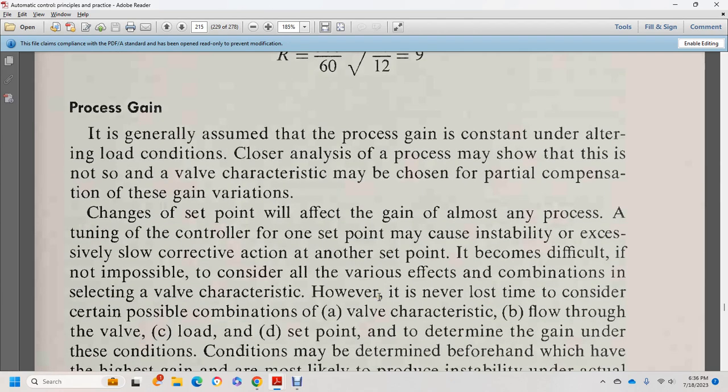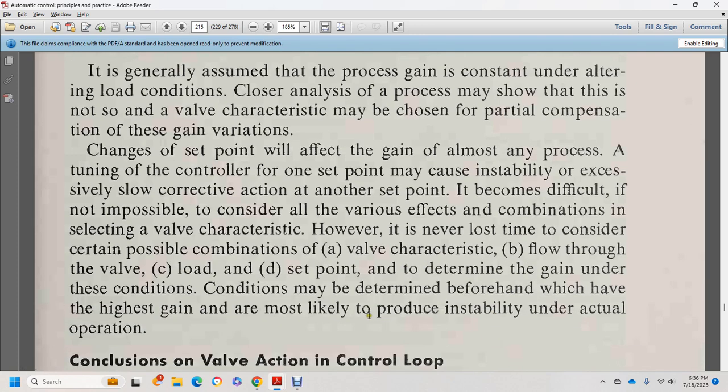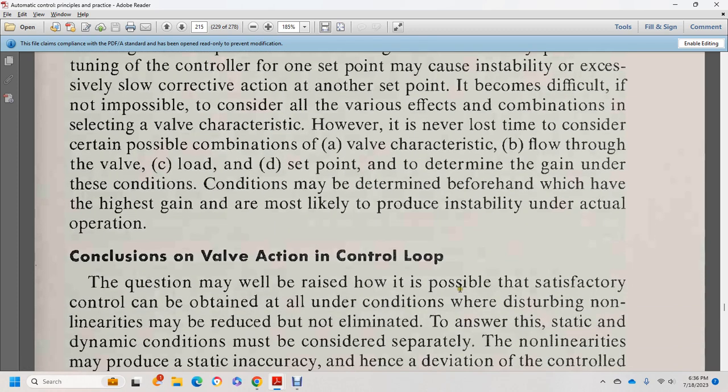Process gain. Generally, assume that the process gain is constant under alternating load conditions. Otherwise, the process may show variation, and the valve characteristics may be chosen to partially compensate for the gain variation. Changing the set point will affect the gain of almost any process. Tuning of the control of the set point can cover the instability or excessively slow corrective action. It becomes difficult to consider the various effects of the combinations of selecting the various valve characteristics. It is never a waste of time to consider the separate possible combinations: A, valve characteristics; B, the flow through the valve; C, the load; D, the set point; and to determine the gain under these conditions. Conditions may be determined beforehand which have the highest gain and are the most likely to produce instability under actual operation.